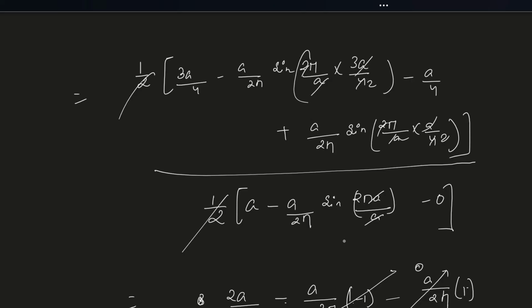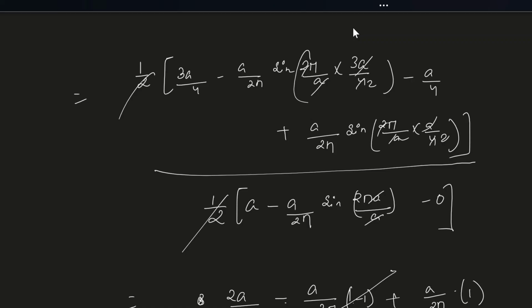Then minus a by 4 is making it 2a by 4, but this is minus 1, so this is making it minus and minus plus 1, and this was not minus, this was a plus sign. So there was the mistake I have been making, that this is a plus sign. So this is a by 2 pi into sine pi by 2, which is plus 1.